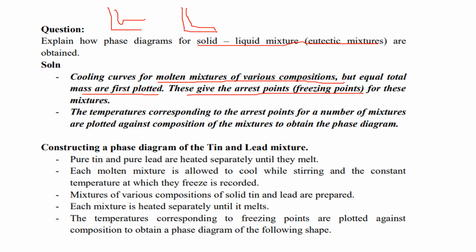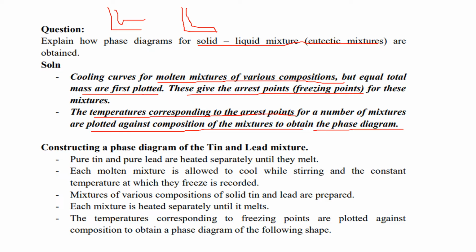So we are saying that the temperatures corresponding to the arrest points for a number of mixtures are plotted. After drawing your cooling curves, you get those temperatures on them. And the temperatures corresponding to the arrest points for a number of mixtures are going to be plotted against the composition of the mixtures to obtain the phase diagram.